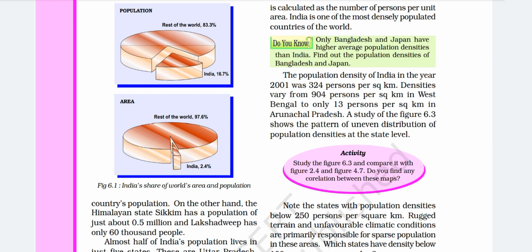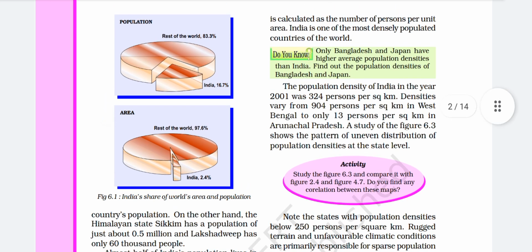On the other hand, the Himalayan state Sikkim has a population of just about 0.5 million and Lakshadweep has only 60,000 people, because the people do not want to live in the island areas or the Himalayan region because they are not safe for them. Many facilities are not available there.